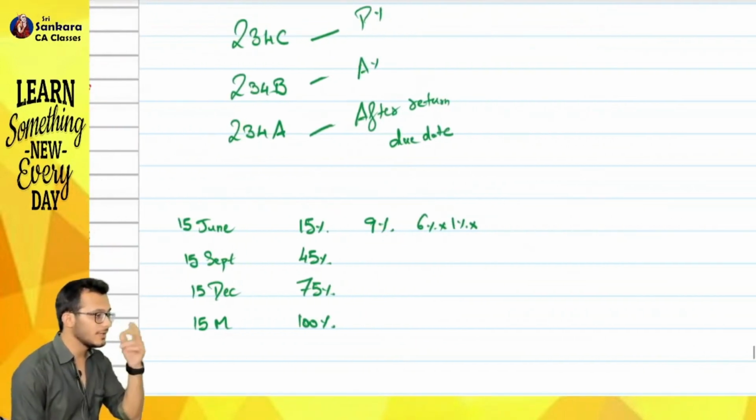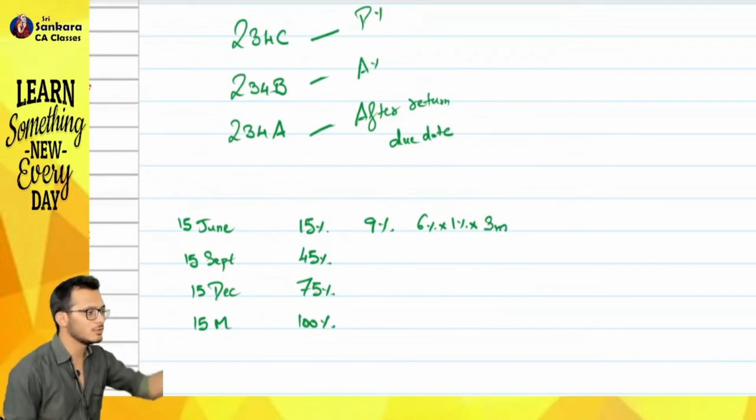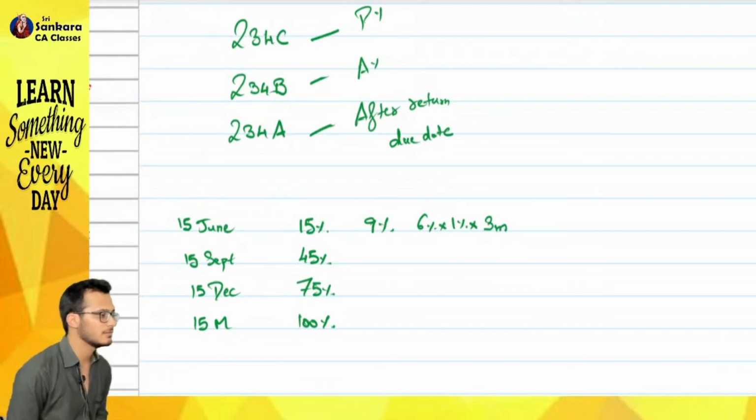You are looking at 3 months. Is this 3 months April, May, June? Or is it July, August, September? July, August, September. Understand, people.